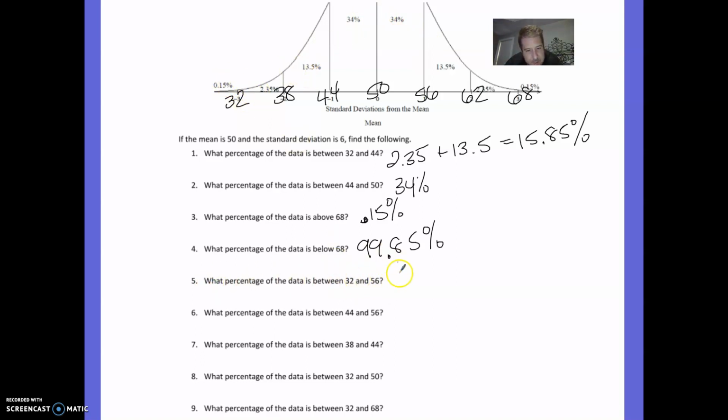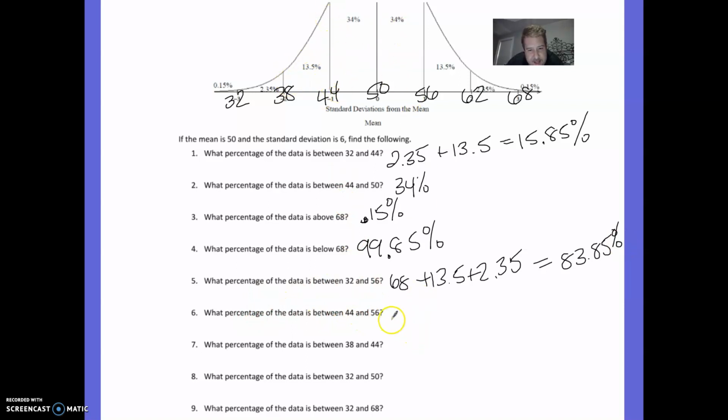What percentage of data is between 32 and 56? 32 is right here, 56 is right here. Well, keep in mind that this is 68%. So I'm going to go 68% plus 13.5% plus 2.35%. Add up those all together. Let's see, 68 plus 13.5 plus 2.35. Add them all up and you get 83.85%.